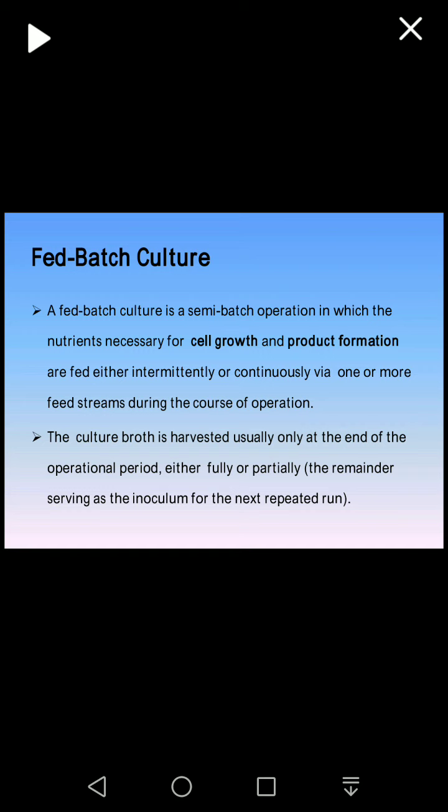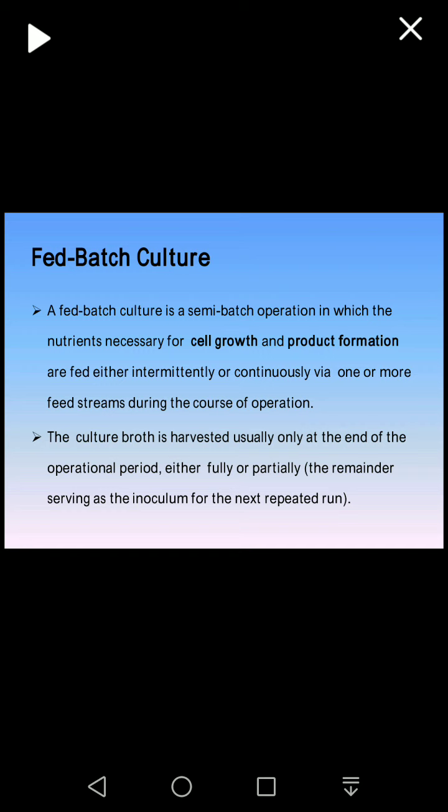But at the same time, the difference between fed batch culture and the continuous culture is that in case of fed batch culture, you are not removing the product. The culture broth is harvested, meaning you are taking up the product, at the end of the operational period, so when the run has been completed and the maximum product has been produced. Then you are removing the product, and either fully or partially the remainder serving as the inoculum for the next repeated run. So the rest which has been left inside the fermentation tank is serving as a starting culture for the next repeated run.